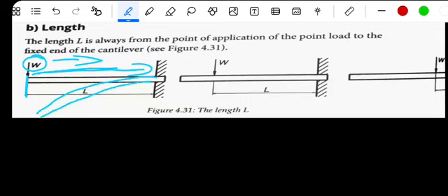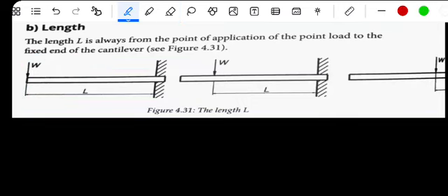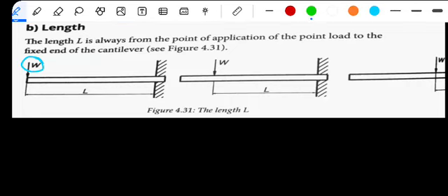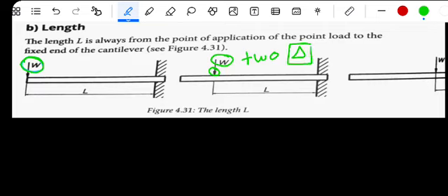But now check here. We shift this W there. Now we shift the point load, we take it from the end and write it here. Once you shift it, as long as it's not at the end, you'll have two deflections. You must have two deflections. Those two deflections will be summed, and then you'll multiply by this length.